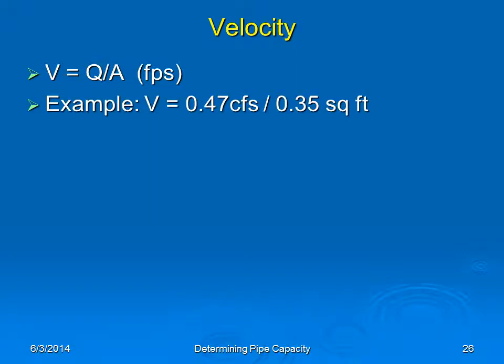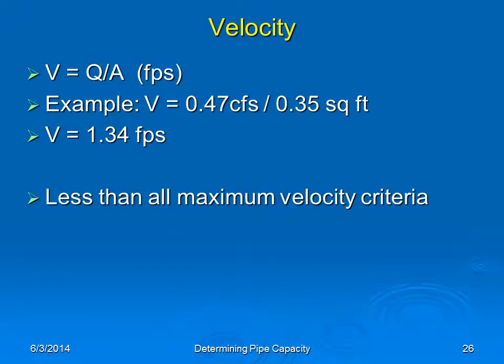In this example, our velocity equals our capacity divided by the area. So our capacity is 0.47 CFS, and our area is 0.35 square feet, giving us a velocity of 1.34 feet per second. And if you'll remember back to the engineering field tools printout, that's the same velocity that it gave us. And when we're looking at maximum velocity criteria, this is based on the pipe flowing full.